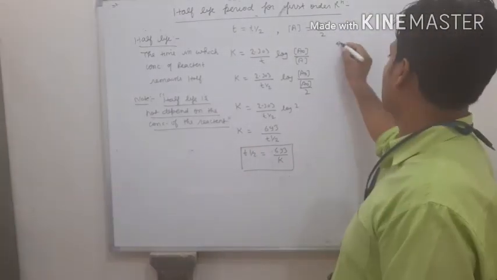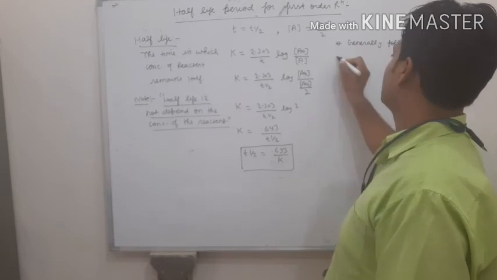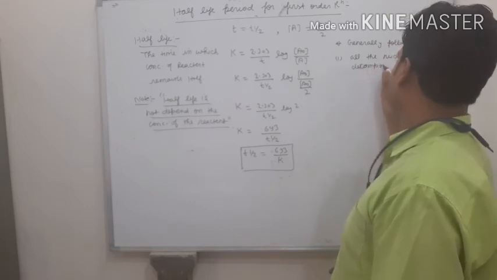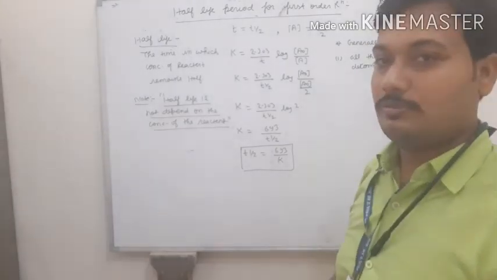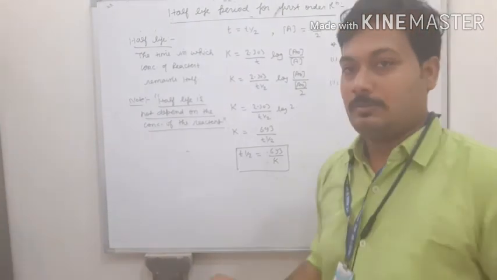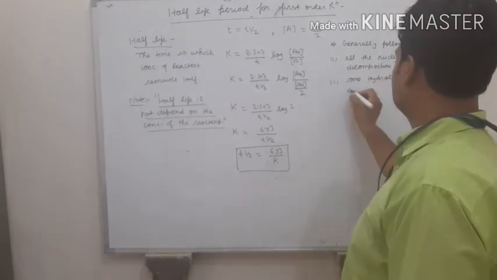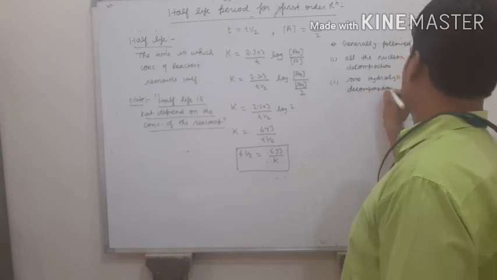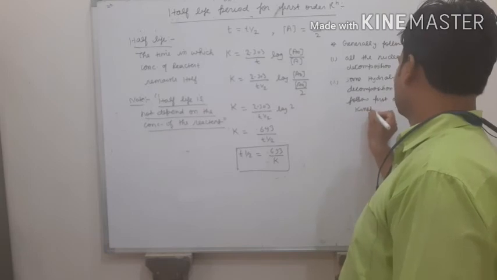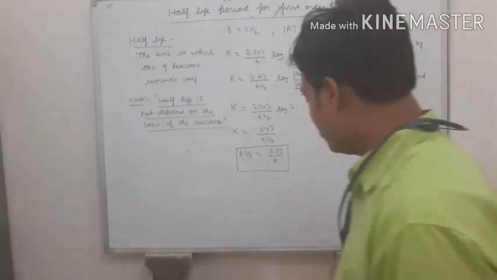Must remember that first order reaction is generally followed by all nuclear decompositions. Generally, those decomposition reactions which are related to nuclear, in such type of reaction, first order kinetics will be followed. Some hydrolysis and decomposition reactions also follow first order kinetics. So students, now try to understand the examples of first order reaction.